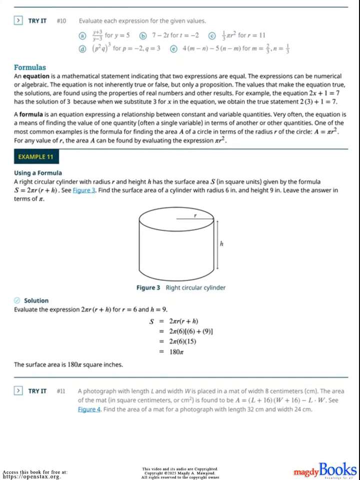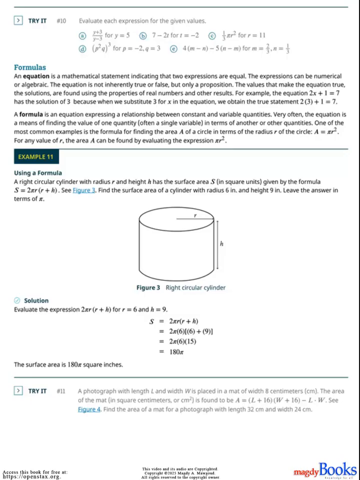1.1.6 Formulas. An equation is a mathematical statement indicating that two expressions are equal. The expressions can be numerical or algebraic. The equation is not inherently true or false, but only a proposition. The values that make the equation true, the solutions, are found using the properties of real numbers and other results.